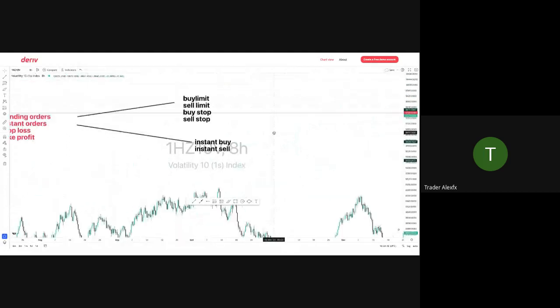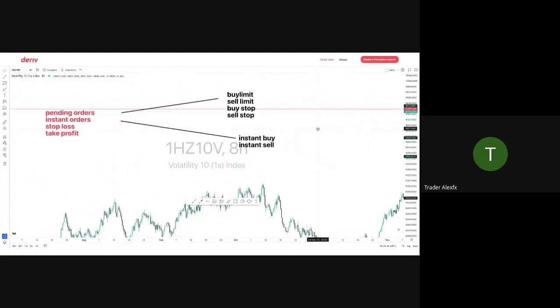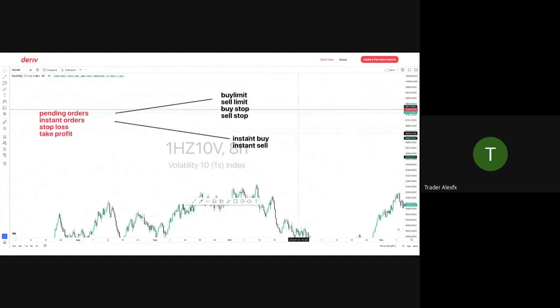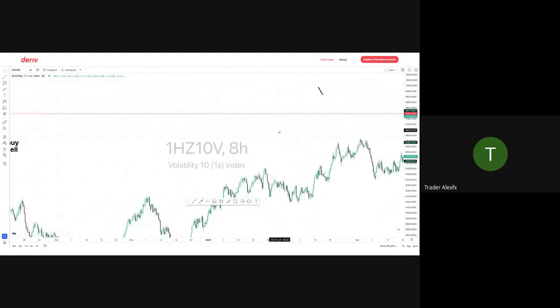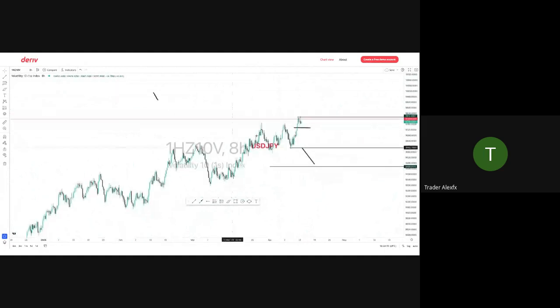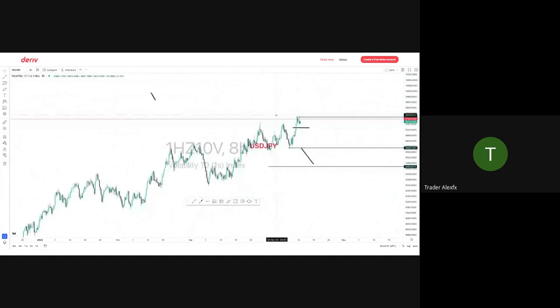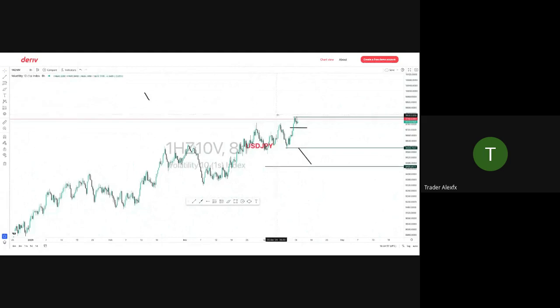Stop loss and take profit are actually other pending orders, but I want to discuss them separately. Now we're talking about buy limits. This is where you bring out your notes and write. When you're talking about buy limits, let me draw my own chart so that it can be easy to understand.